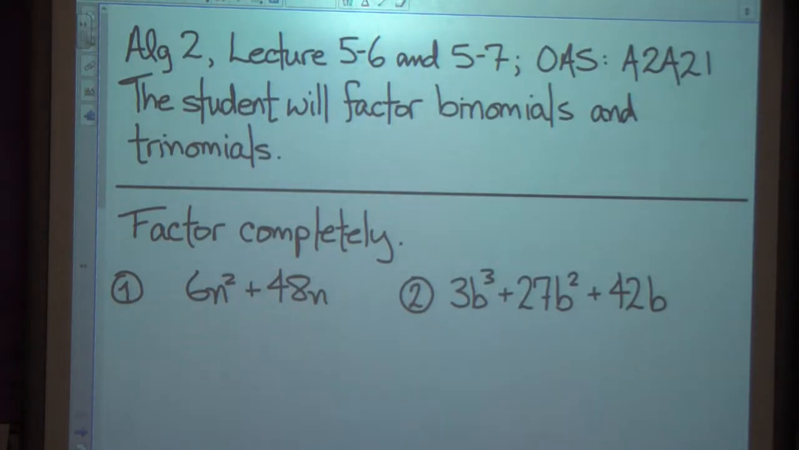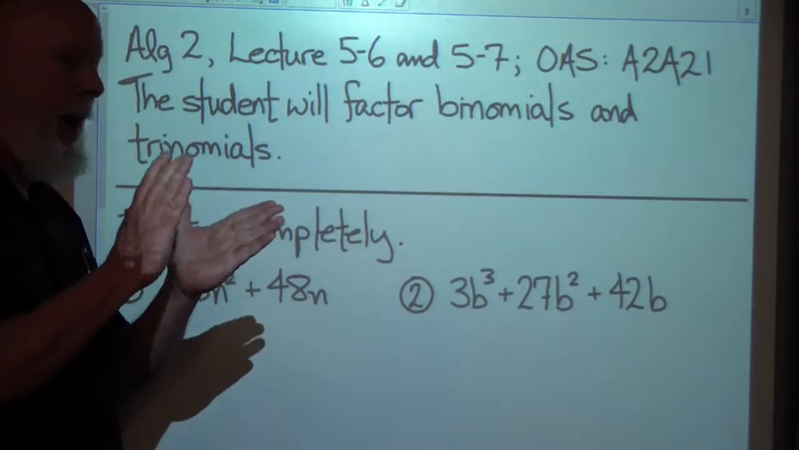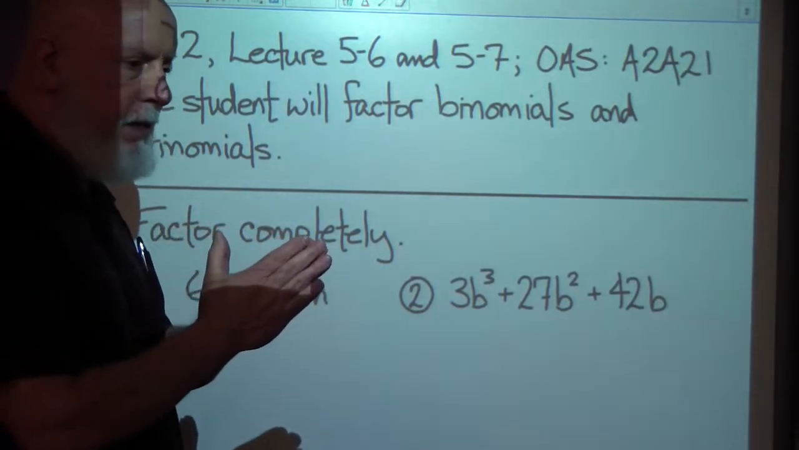Algebra 2, Lecture 5, 6, and 5, 7. SOL A2.1, the student will factor binomials and trinomials. We've done this in the past. Just want to do a little review of it for you.